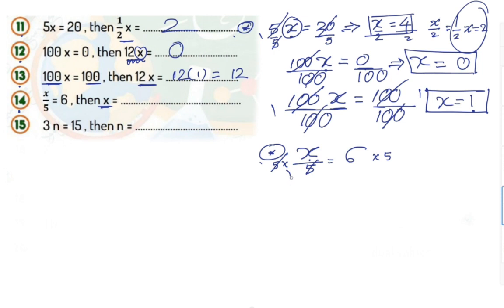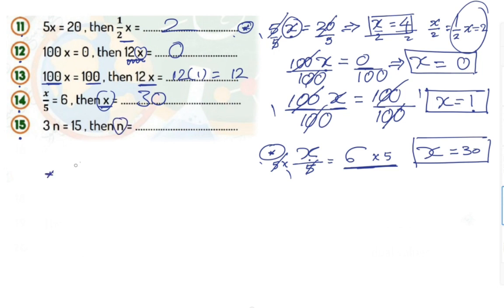So I have 1x equals 6 times 5 equals 30. So 1x here equals the result 30. So now you find the value of x, but he asked us for just x, so of course my result will be 30.